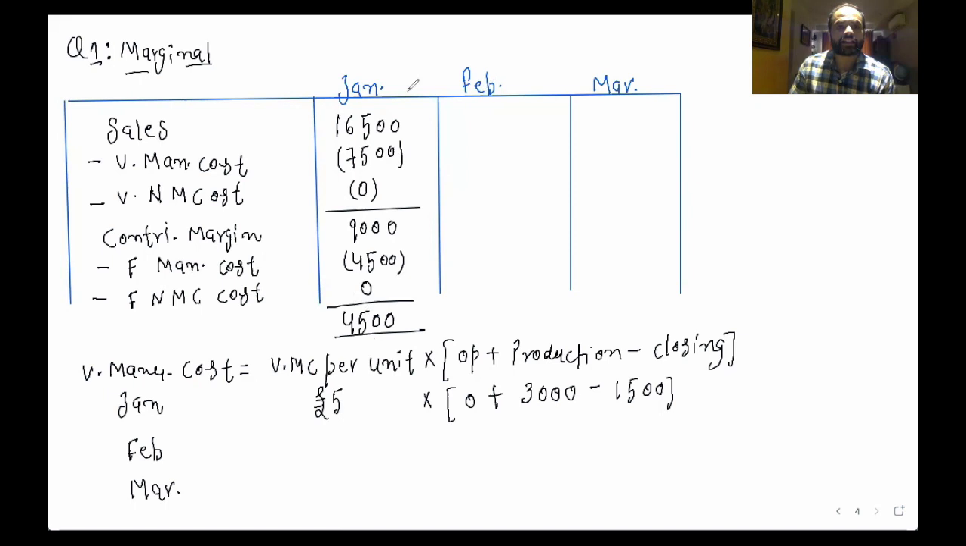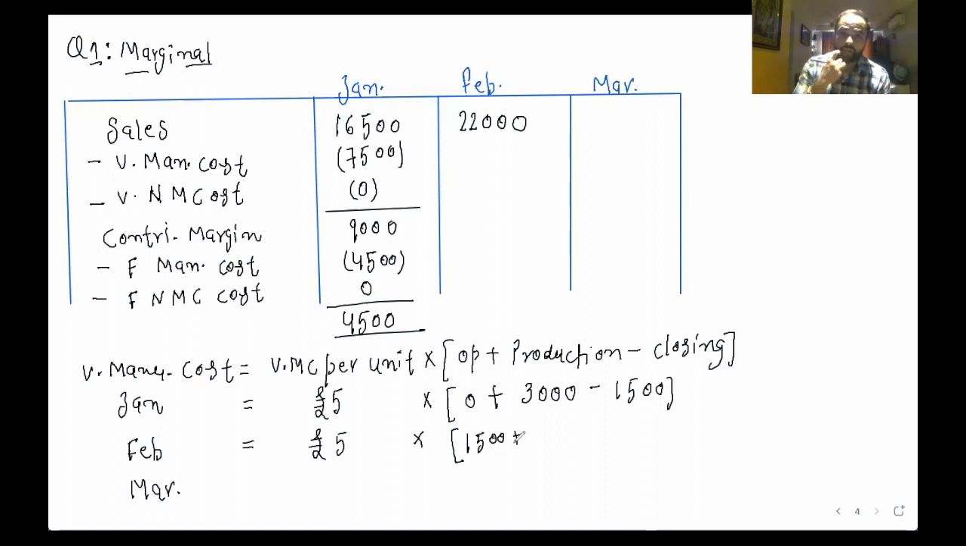How much is the sales for February? 22,000. Minus variable manufacturing cost for February. Variable manufacturing cost per unit is 5. Multiply by, for February, how much is opening? Opening for February. $1,500.